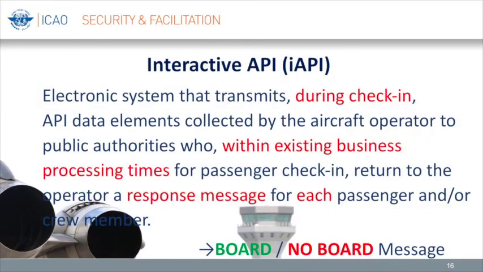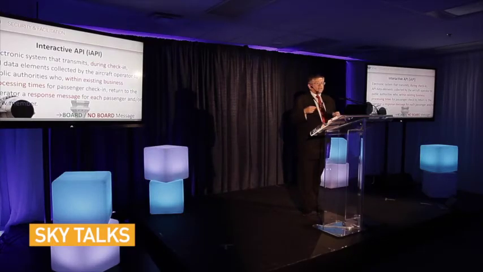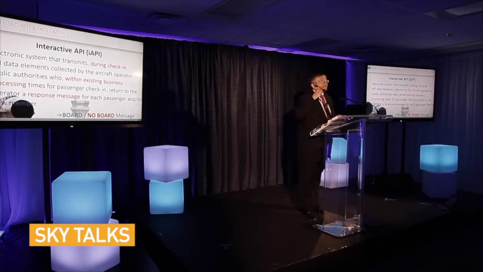Moving now on to interactive API. So I gave the example earlier that when I check in for my flight, the information of all the passengers on that flight is collected and sent in one batch message to the destination country. Interactive API is interactive. It's more forward-looking. What happens here is that I go to the check-in counter, my passport is scanned, and my information is sent immediately to the destination country. And the airline queries, do we let this person board?